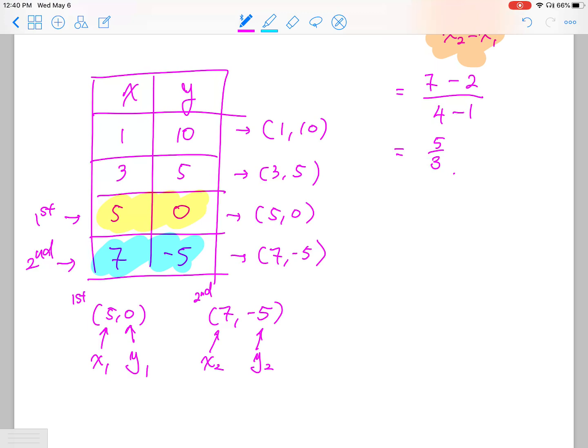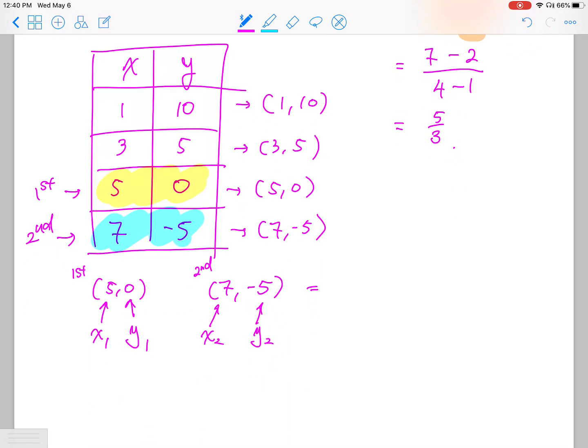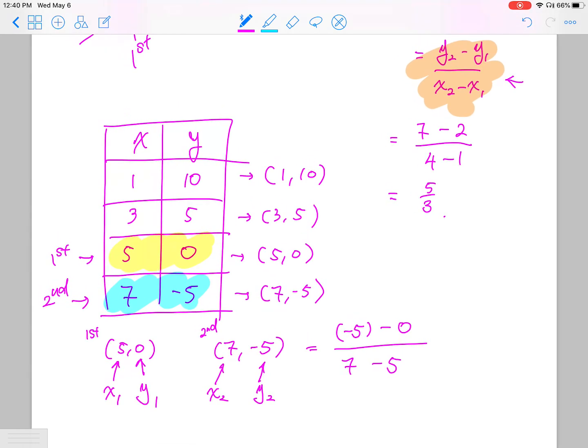Then the rest you just plug into the slope formula, which is the rise over run, y2 minus y1 over x2 minus x1, written right here. So my y2 is negative 5, minus y1, which is 0, over my x2, which is 7, subtracting x1, which is 5. Again, the formula is right there. When you calculate this, it will be negative 5 over 2. So that is the slope.